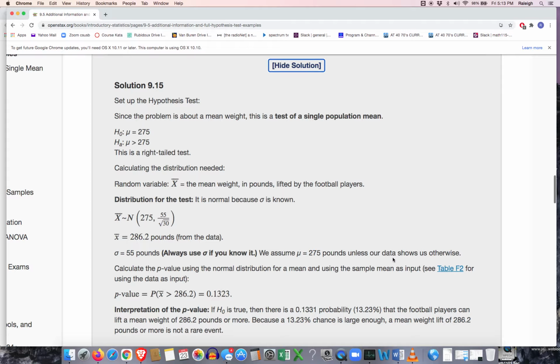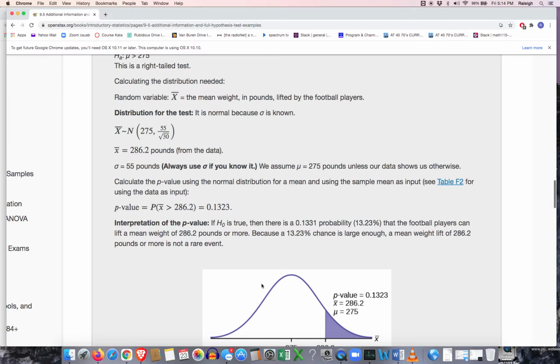So the calculator can help us get the p-value, although one could get it from the z-value and creative use of the table. Z is doable. T is not really doable. But anyway, P is using the normal distribution for a mean, use a sample mean, there's a table, etc. So they do find that the z-value works out to be 1.12.